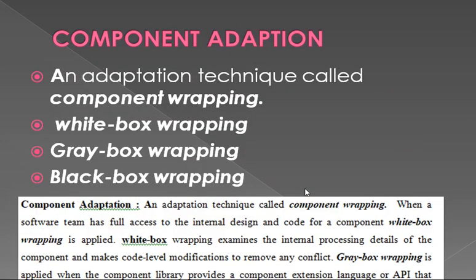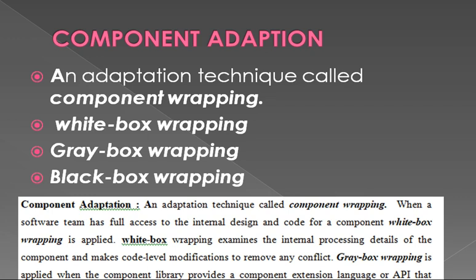Next, component adaption. Component adaption is a technique which is also called component wrapping. It has three types: white box wrapping, gray box wrapping, and black box wrapping. Through this wrapping, the developer can get some access to the internal design of the code. White box wrapping examines the internal processing details, and the developers can have access to make some code level modifications to remove any kind of conflicts. Sometimes the component will have some conflicts.